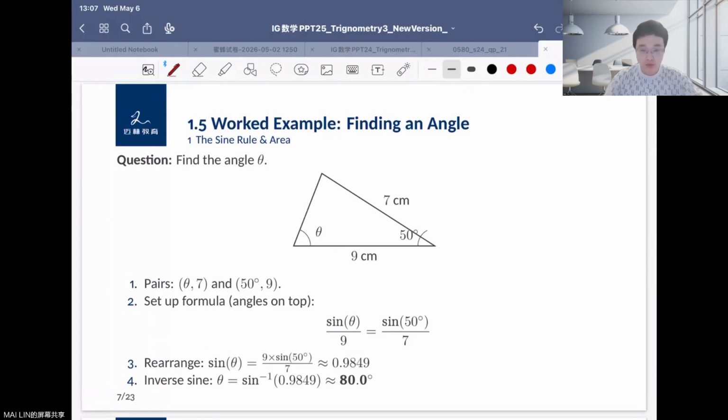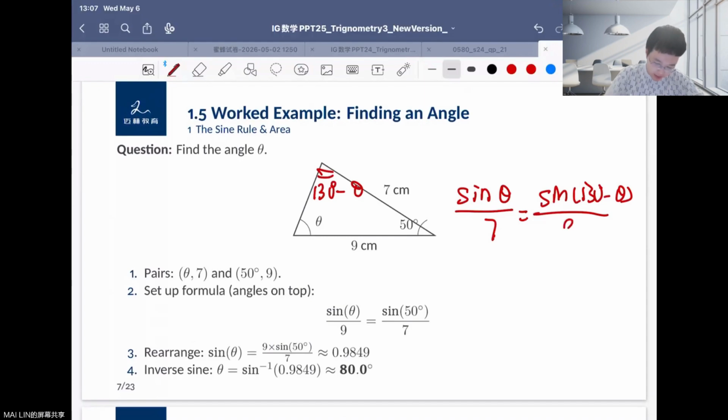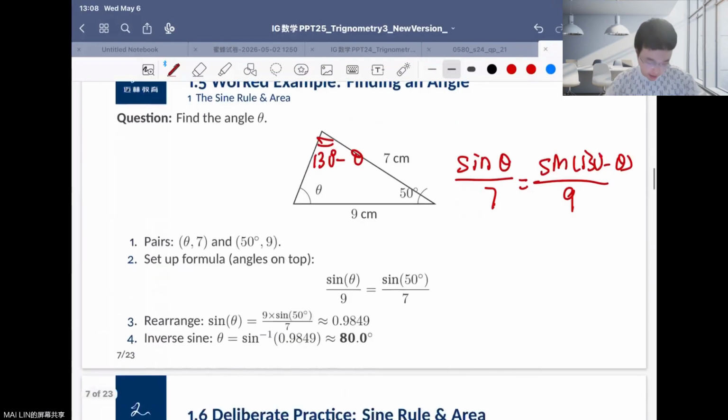And for this question, if you want to find this angle theta, you can use the rule: sine theta over 7 equals sine of (180 minus 50 minus theta) over 9 centimeters. That is sine of (130 degrees minus theta) over 9 centimeters. So finally, you can use a calculator to calculate the values, and you find theta is approximately 80 degrees.